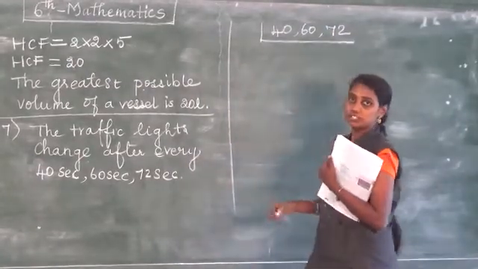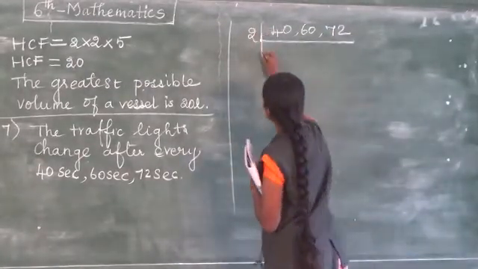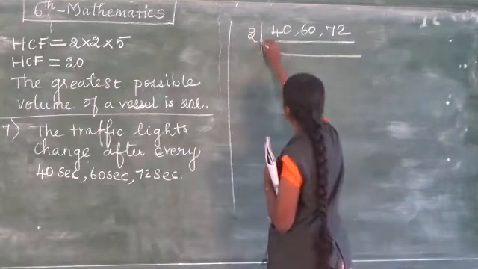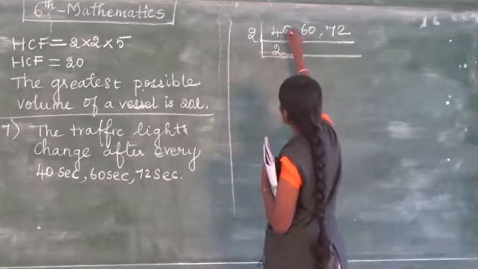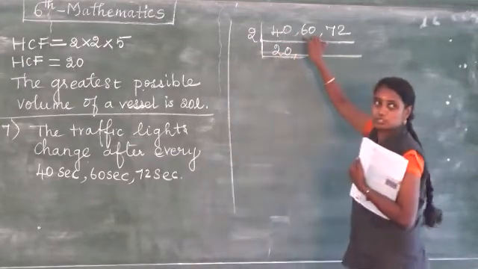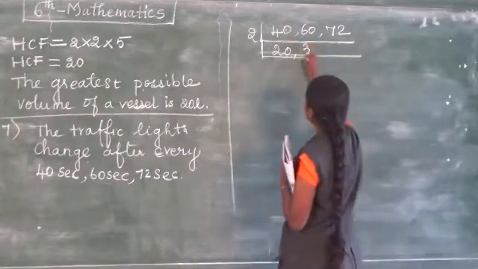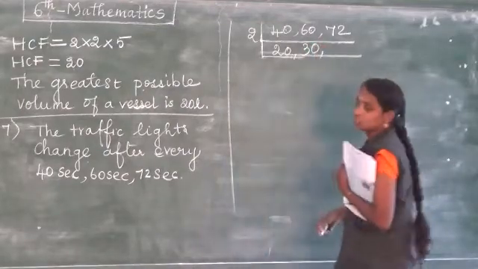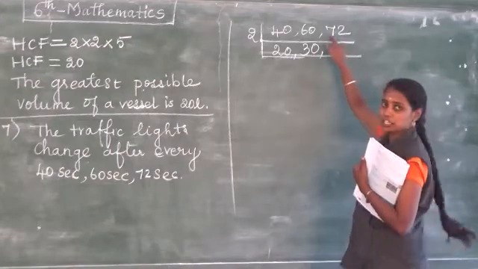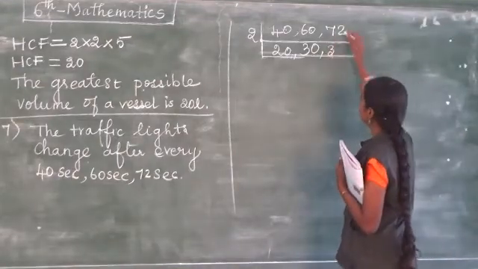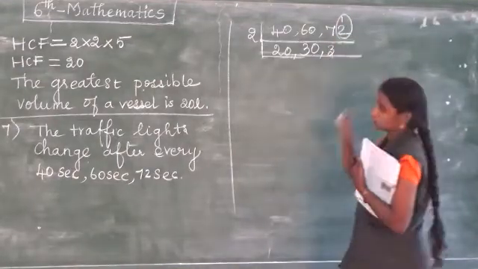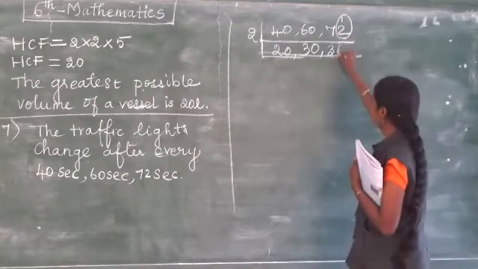Okay, 2 table. We'll start from the 2 table. 2, 0 as it is. 2 table 6, how many times will come? 3 times, 0 as it is. Then 7, how many times will come in the 2 table? 3 times, remainder 1, becomes 12. 12, how many times? 6 times.